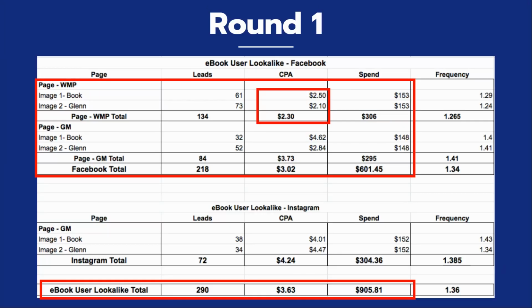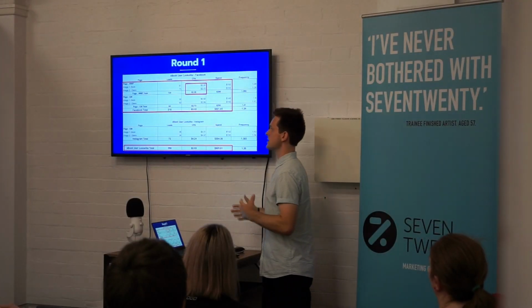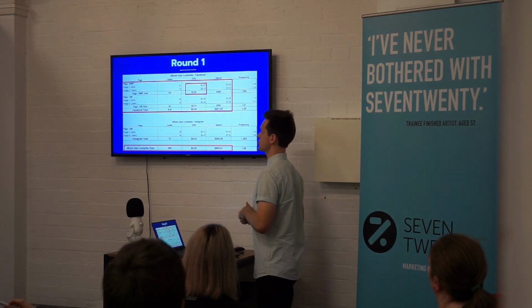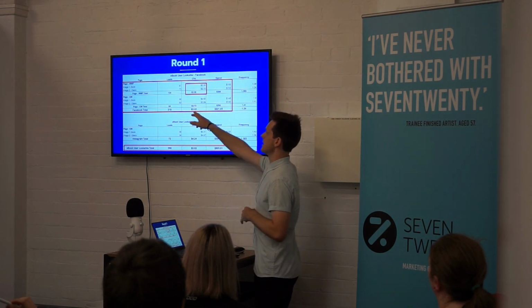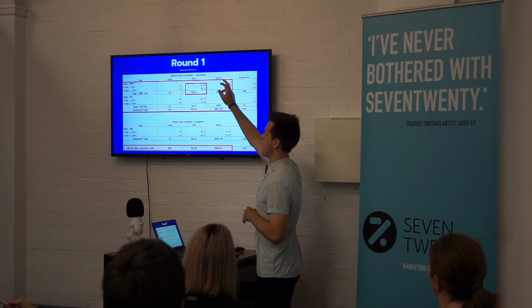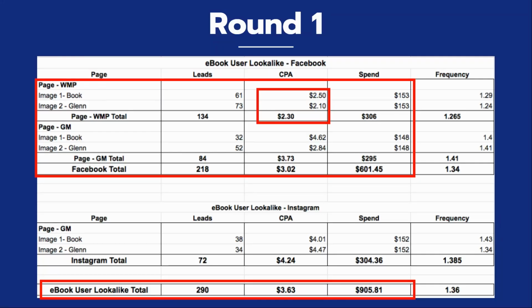Now the CPA for this in total was $363, but you can see right here from the WMP page with those 2 assets, the average CPA was $230. So now we're under. We're actually getting good data on what it was that we wanted to achieve. And we could see that the average CPA coming from the Facebook placements was $3. Instagram was still quite expensive.